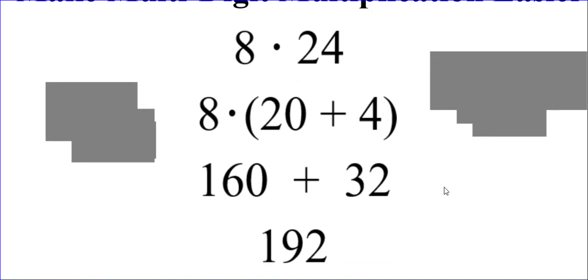This might be easier than lining up off to the side the 24 times 8 and doing the old traditional algorithm of multiplying a two-digit number to a single-digit number. Distributive property can be the easier way. Here's another example. 362 times 5. Sounds like something you wouldn't be able to do in your head.